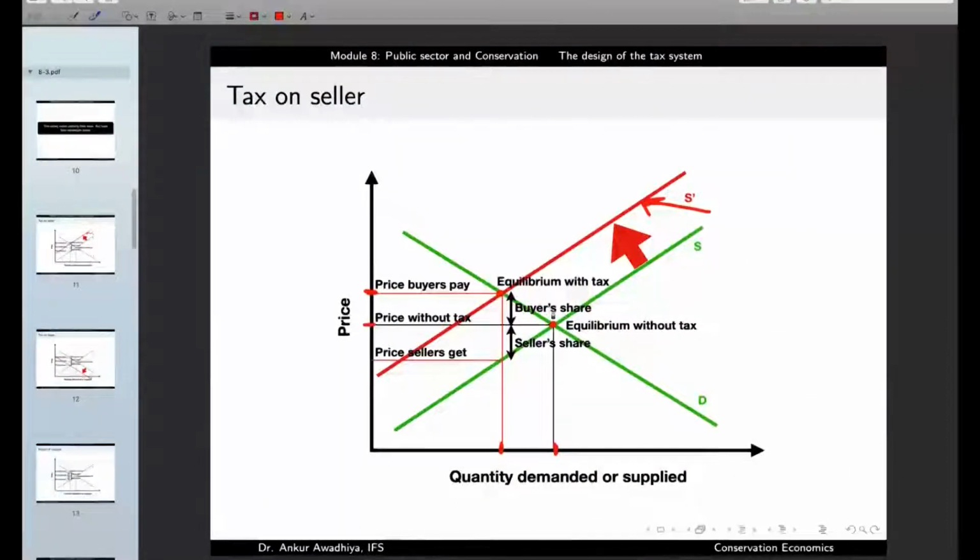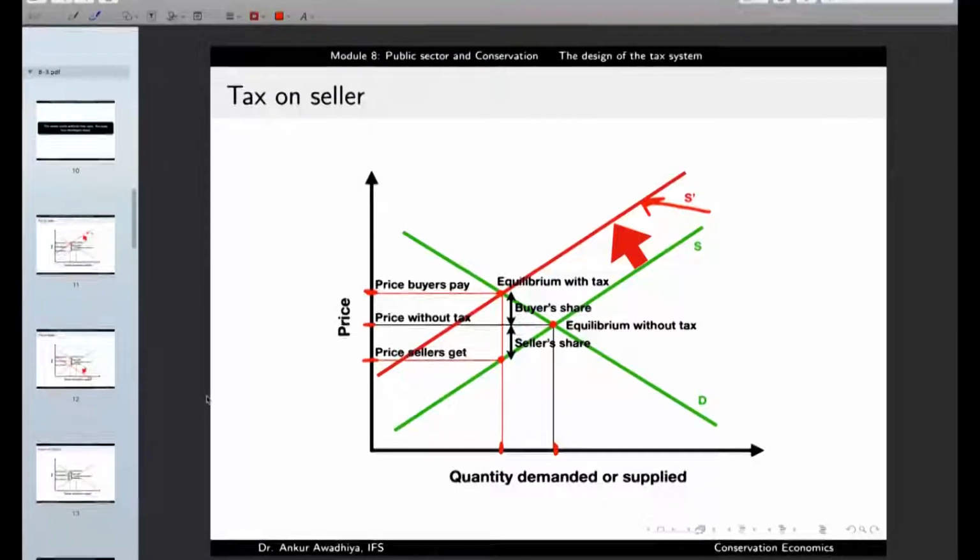And the price that the sellers get can be figured out by drawing a vertical from the equilibrium with the tax. It cuts the supply curve here. So this is the cost of making the goods and supplying the goods by the sellers. So this is the price that the sellers get.